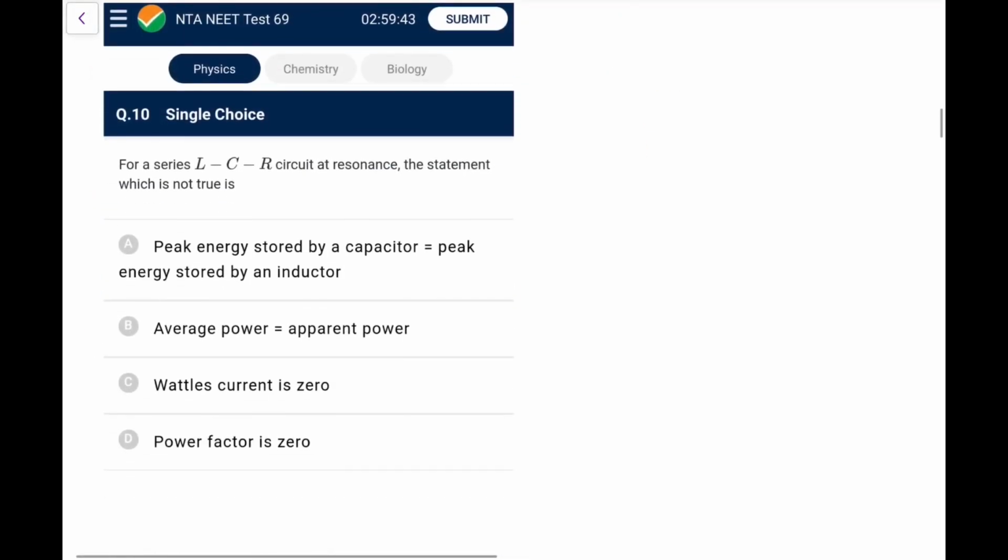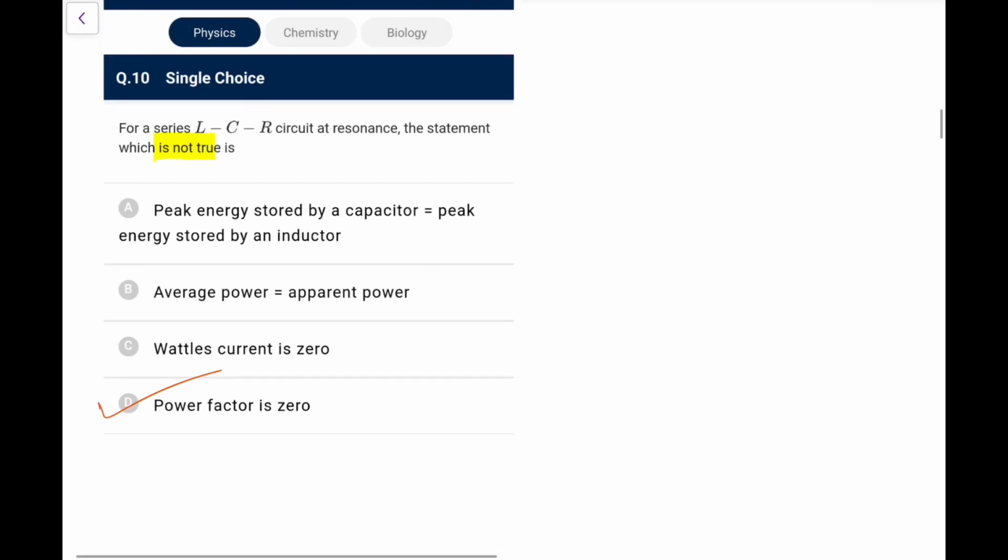For a series LCR circuit at resonance, the statement which is not true is: peak energy stored by capacitor equals peak energy stored by inductor. Okay, we will see to it. Average power is apparent power. Wattless current is 0. Yes, that is for sure, because the complete current would be the current through the resistor. Power factor is 0. No, power factor is 1, so I can go for not true. I know D is definitely not true. For others I might need to check, but power factor is 1, so I am not checking A and B. You can check them.